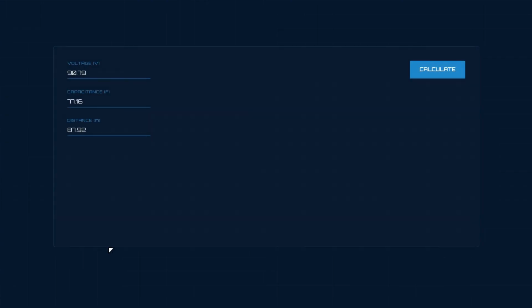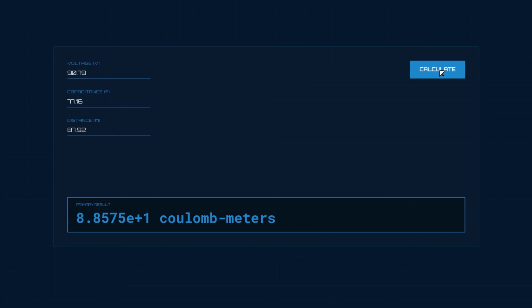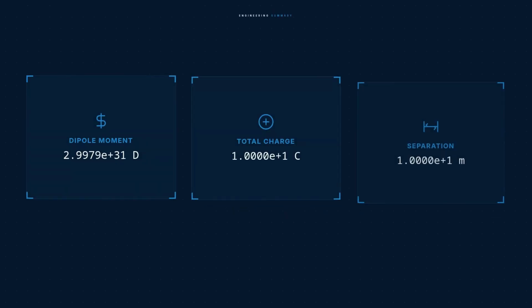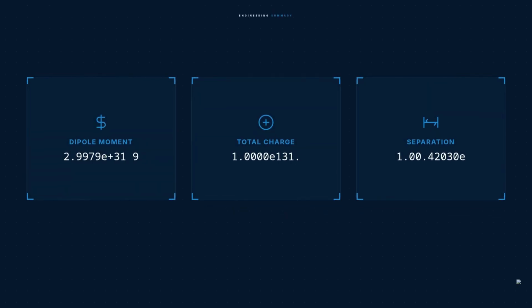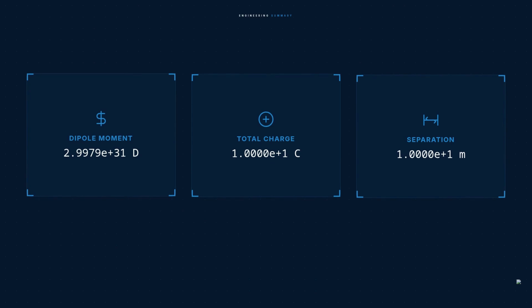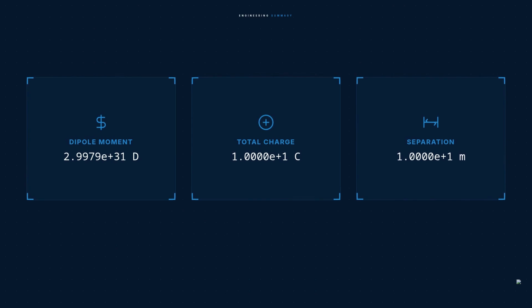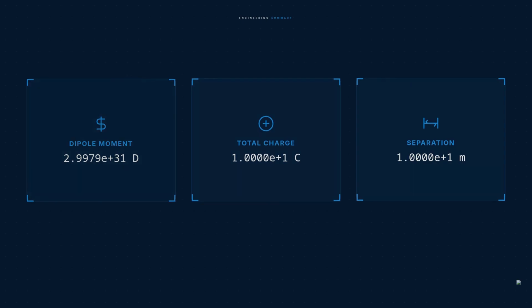After clicking Calculate, the primary result shows 1.000E+2 coulomb meters. The status confirms dipole moment calculated. The calculator also provides the result in dBi units as 2.99979E+31 D and displays the charge magnitude as 1.000E+1 coulombs and separation as 1.000E+1 meters.